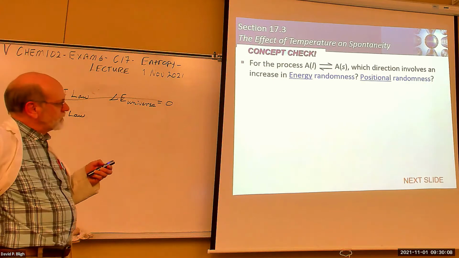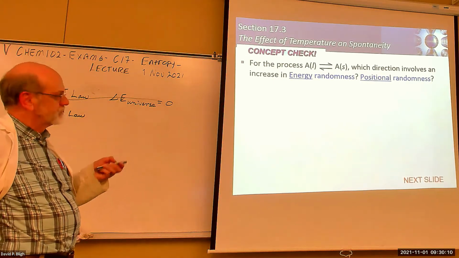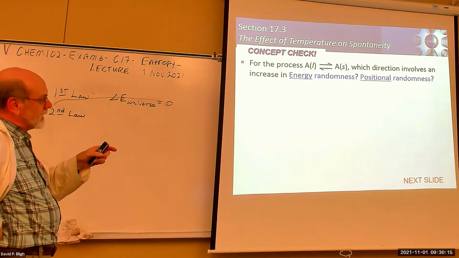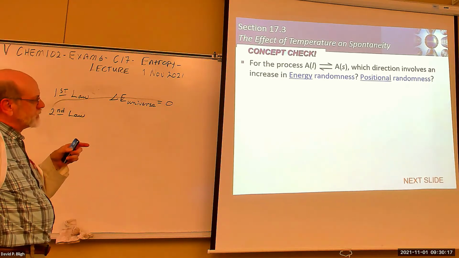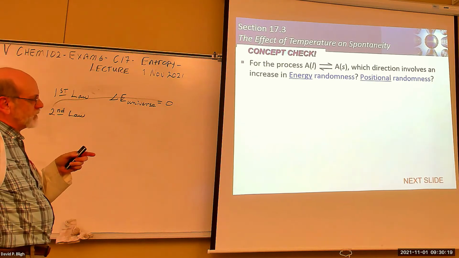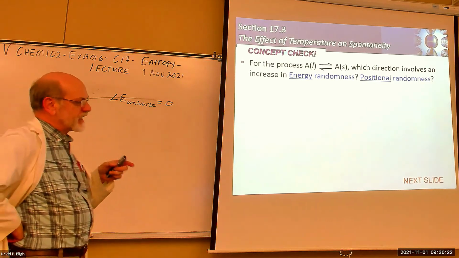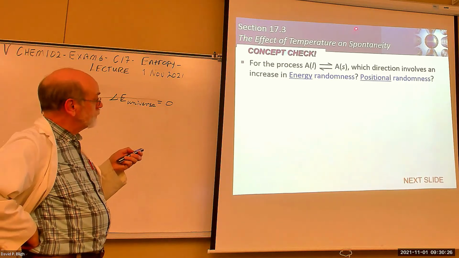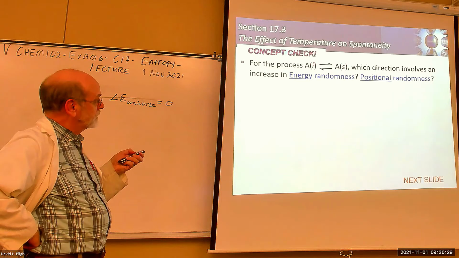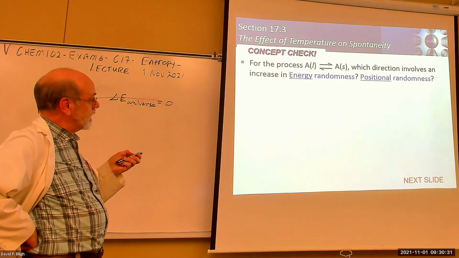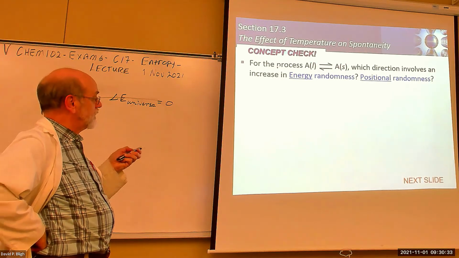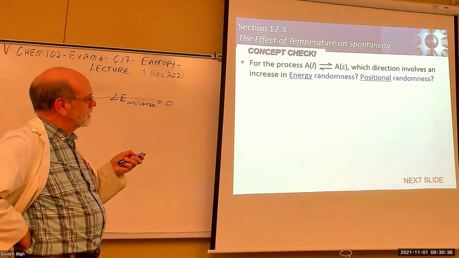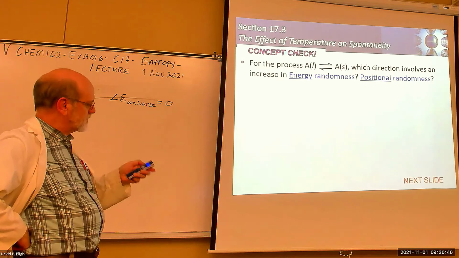Okay, now we're going to look at, this is probably where you saw positional randomness. This process, we're going from liquid to solid. Which direction involves an increase in energy randomness? Increase in energy randomness. So the molecules are moving faster if we go from right to left. So that implies energy randomness from the reverse direction. Positional randomness also. So let me see, am I right?